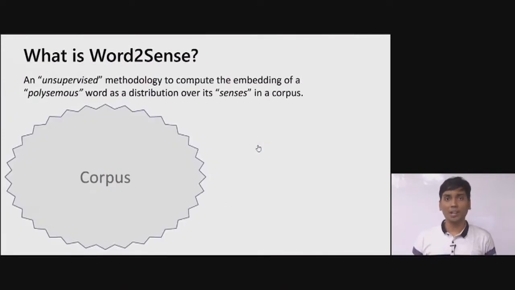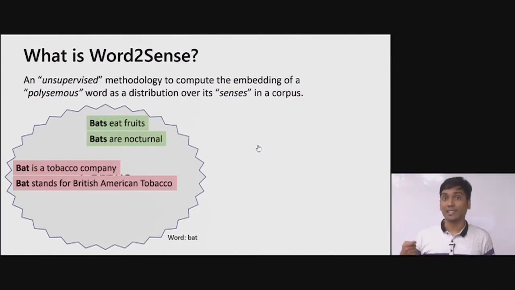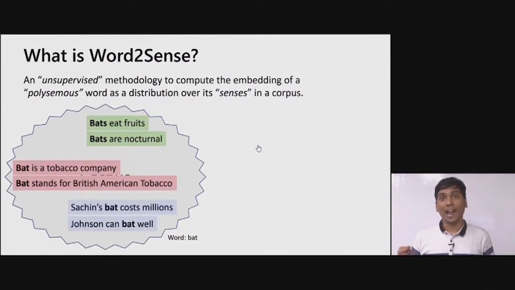It is a representation of a word in terms of all its senses in the corpus. For the time being, you can think of a sense as some high-level meaning that a human relates to when he sees a word. For example, the word bat is polysemous, that means it has multiple meanings in the corpus. It can act as an animal, it can act as a tobacco company, or it can act as a sporting sense.